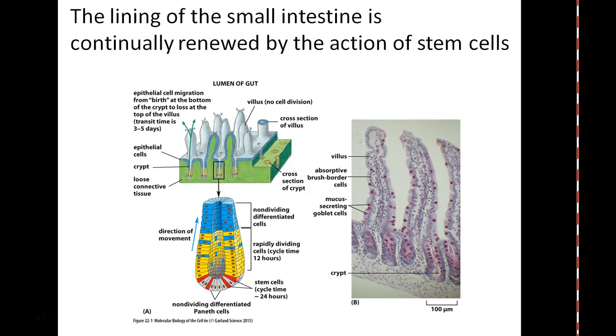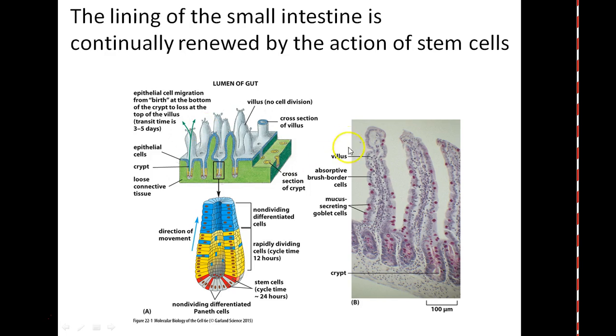To give you a perfect example for this, I want to talk about the small intestine and the stem cells in the small intestine. Maybe not all of you are aware that the lining of our small intestine is replaced completely every 3 to 5 days. And this is critical to maintain the balance and a healthy digestive system.